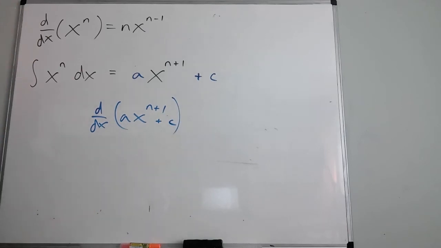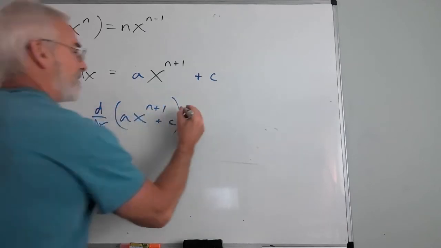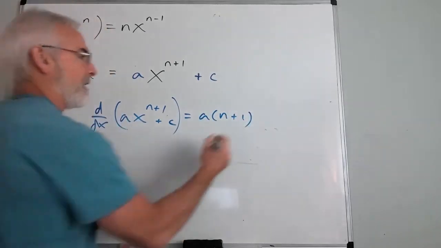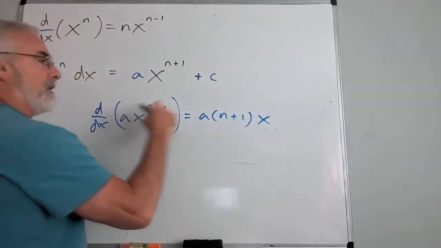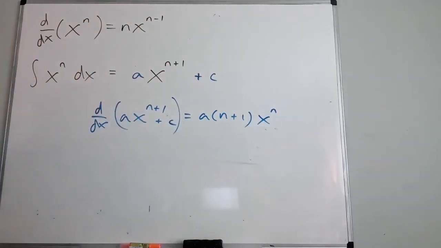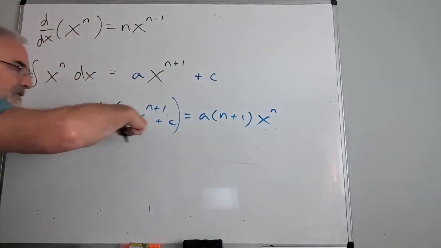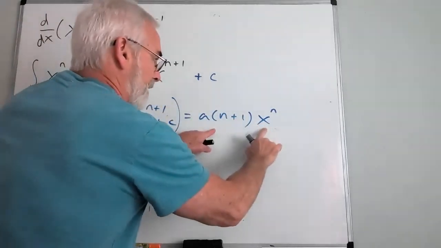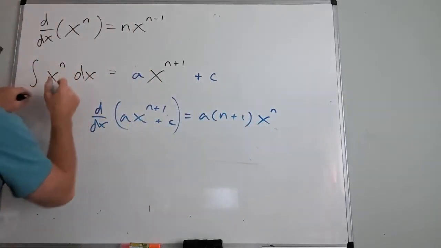The plus C is not that important because it's going away. Let's take the derivative of this. All right, that would be A times n plus 1 times x to the nth power. So does everybody agree with that? If I differentiate this, I get this. Now, what's this supposed to be? It's supposed to be this.